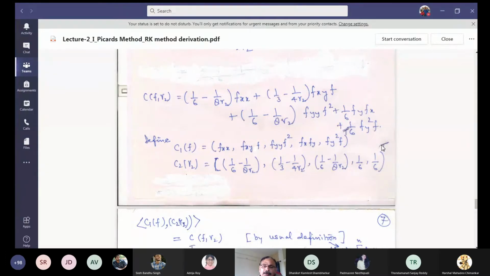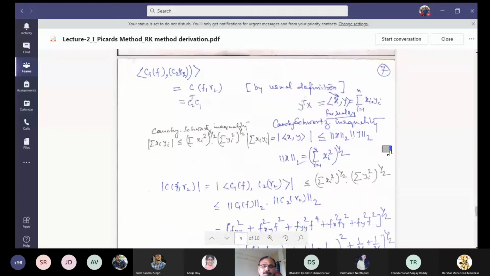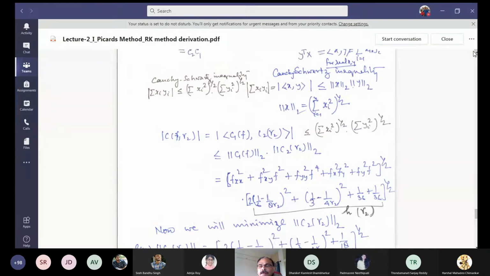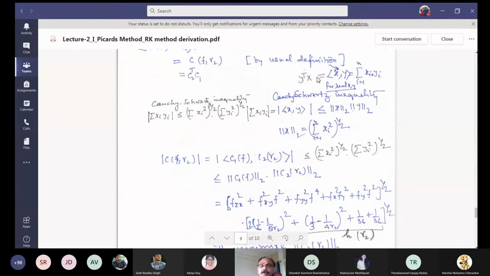Okay. Then after that nothing is left. After that we'll apply this Cauchy-Schwarz inequality. As I said, it is written here also, y transpose x, I have written here, summation i running from 1 to n of xi yi. Then the Cauchy-Schwarz inequality tells that the magnitude of summation xi yi is less than or equal to summation xi squared whole to power half into summation yi squared whole to power half.